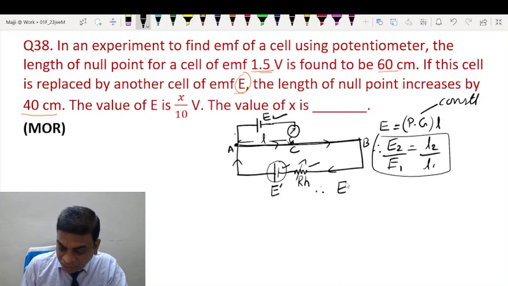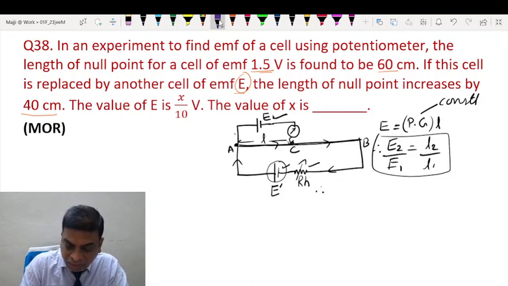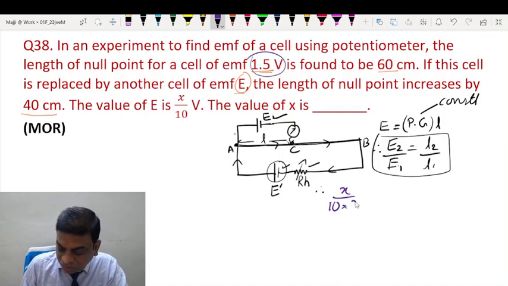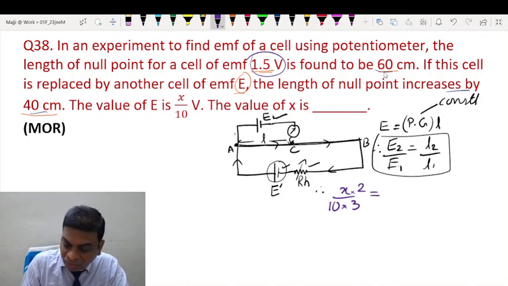So E2 we have to find, which is x by 10. I'll straight away write E2 as x by 10, the one which is unknown. EMF E1 is already given as 1.5, which I can write as 3 by 2. The new length increases by 40. Initially it was 60 and now it is 60 plus 40, that is 100.